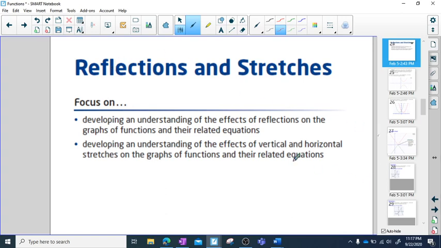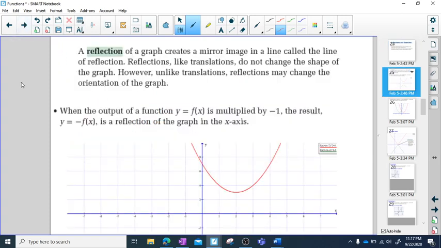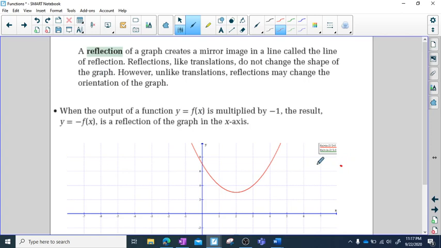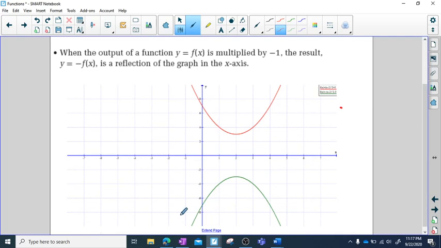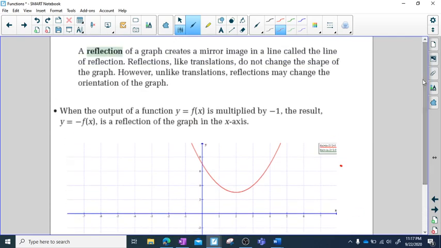All right, so we're going to start with just a quick overview of what exactly I mean by a reflection. Well, a reflection is when you get a mirror image of a graph. So you can take, for example, a graph like this that opens up and apply a reflection to it, which will turn your graph over and make it go this way. Now, we'll just talk about that one first.